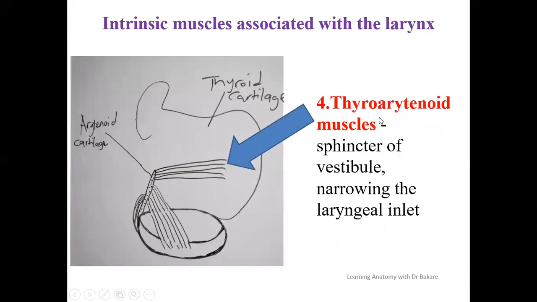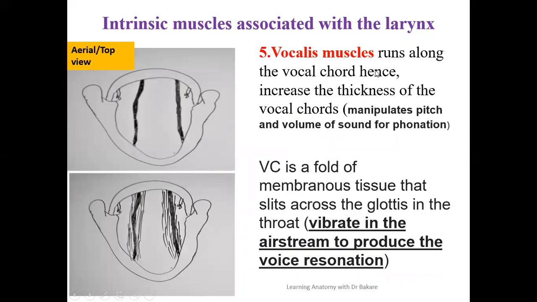Then the next one is the thyroarytenoid. That means it connects the thyroid cartilage with the arytenoid. The vocalis muscle. Remember when we were describing the functions of the larynx, we said that it helps in sound resonation, and this is because it houses the vocal cord. The vocal cord is a membranous structure that is made up of also smooth muscle. They tend to vibrate to create sound resonation, and they are embedded within the larynx.